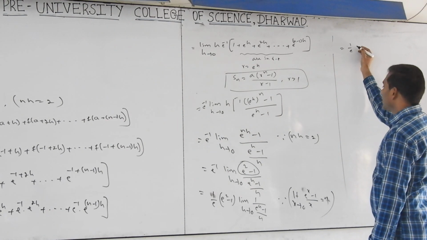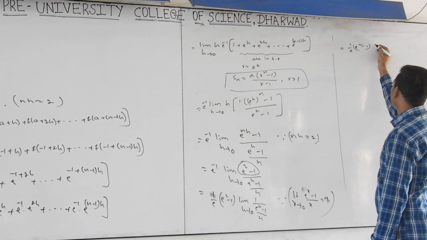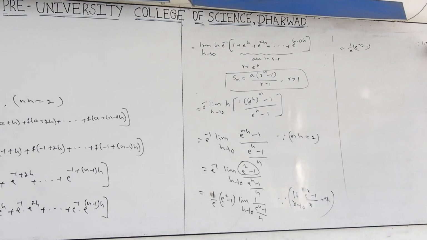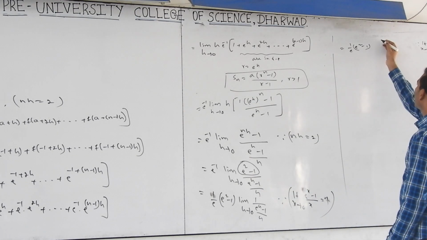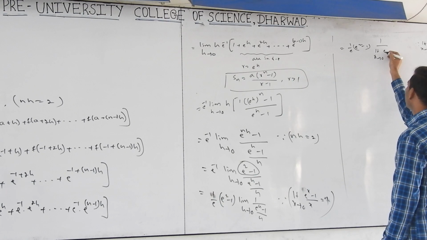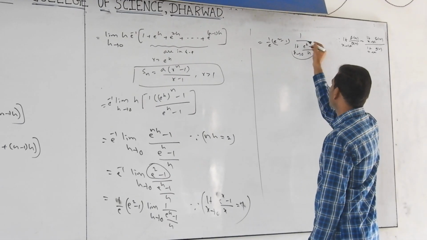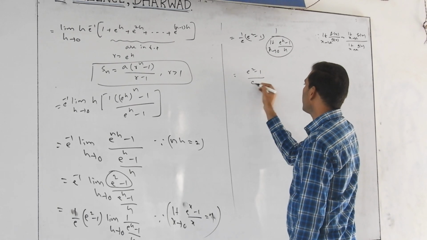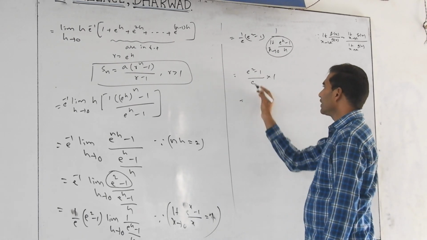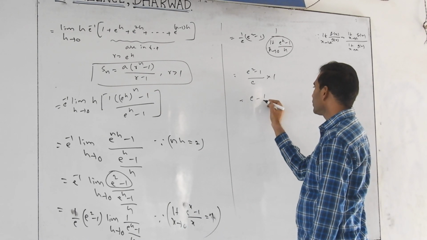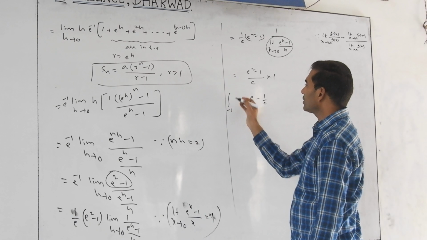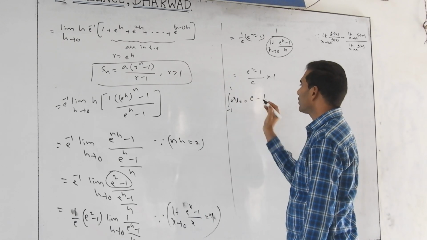See, 1 by e square minus 1. Limit of this we can write: limit of x tends to a, f of x by g of x equal to limit of x tends to a, f of x by limit of x tends to a, g of x. Like this we can split. So this is numerator 1. So 1 by limit of x tends to 0, e raised to x minus 1 by x, which is equal to 1. So e square minus 1 by e. Splitting here, e square by e minus 1 by e. This is the answer.